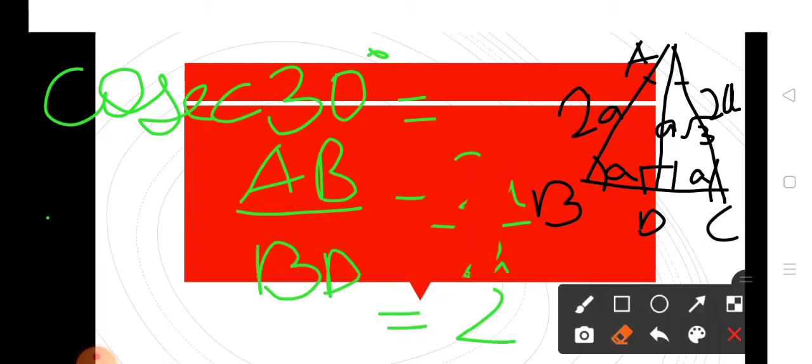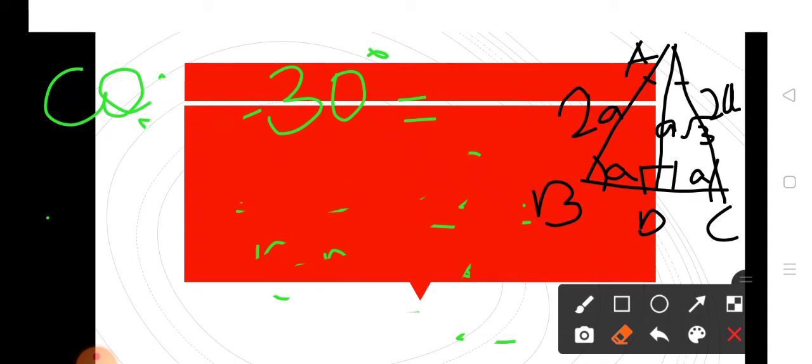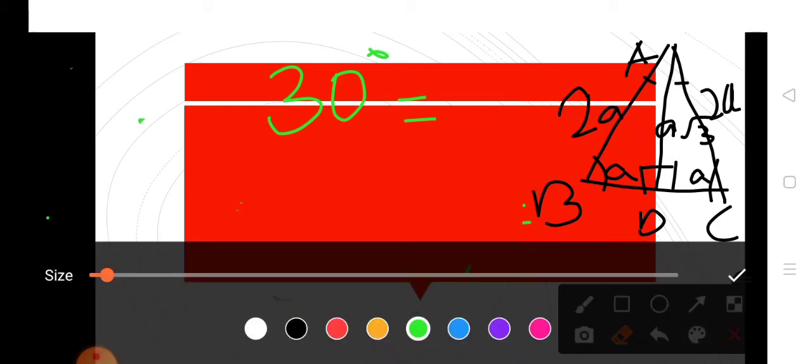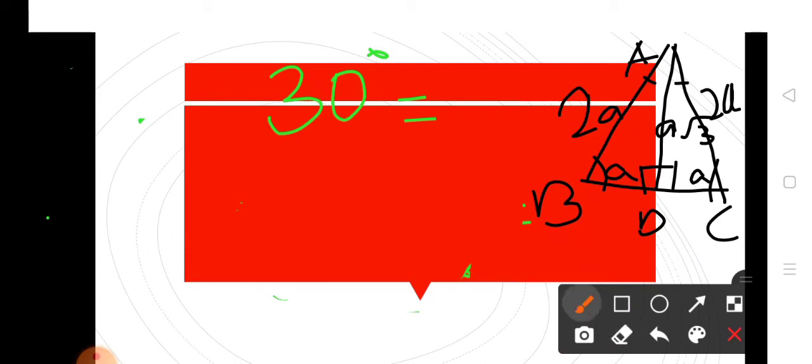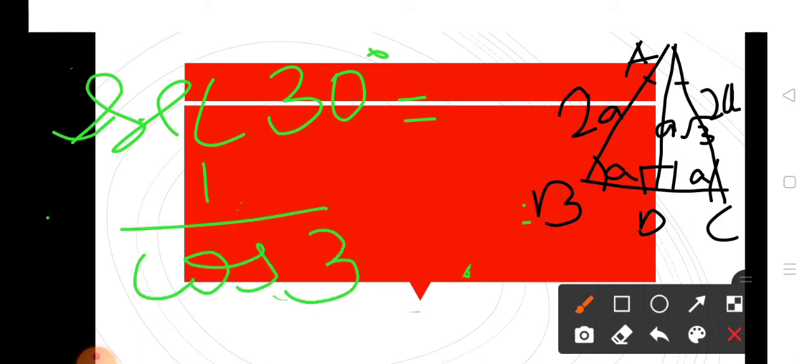Now let me rub this. We'll do for cosec को बाद में sec. Sec 30 degree. I'm doing for sec 30 degree here. Sec भनेको के हो? Sec भनेको reciprocal of cos 30 degree. Cos 30 degree अघि कति निकालेको थियो? √3/2. So यो कति हुन्छ? 2/√3. बुझ्यो होला?